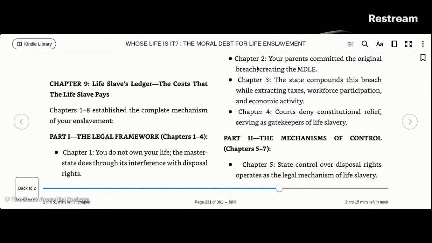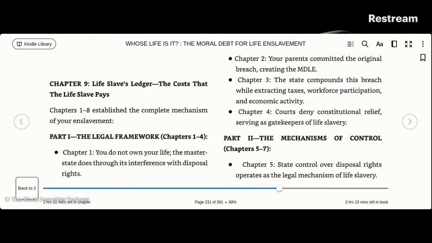All right. Chapter 9, Life Slave's Ledger, the cost that the life slave pays. Chapters 1 through 8 establish the complete mechanism of your enslavement. Chapter 1: You do not own your life, the master state does through its interference with disposal rights. Chapter 3: Your parents committed the original breach, creating the moral debt for life enslavement.